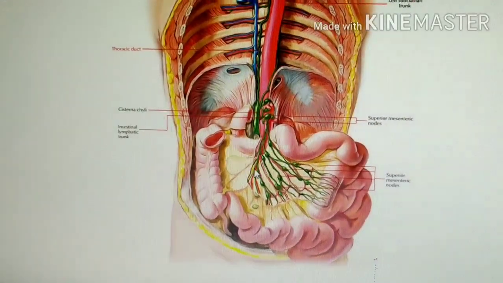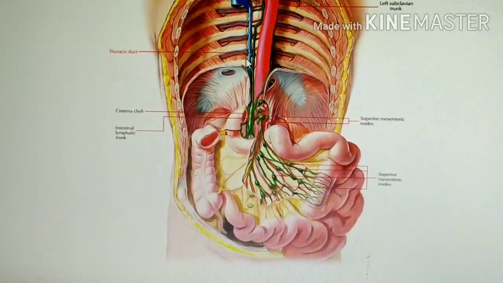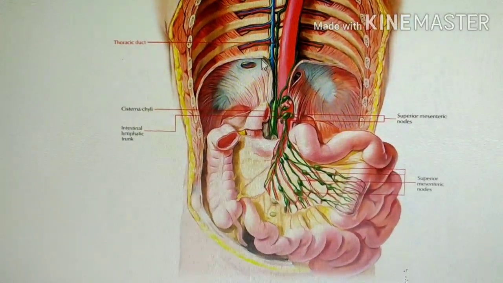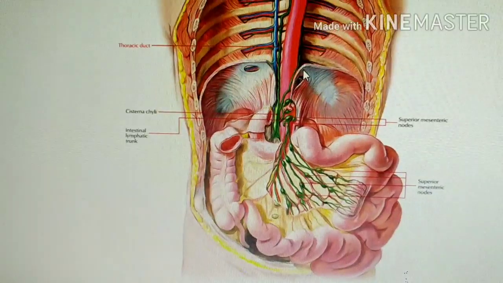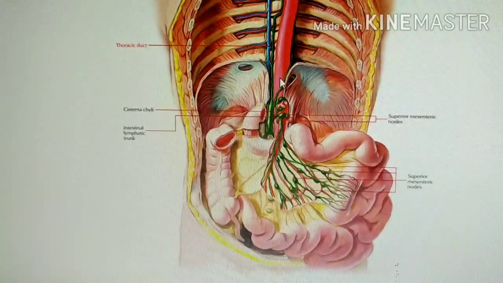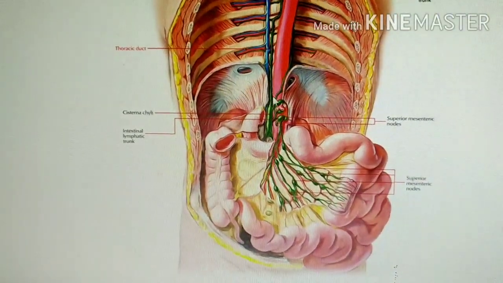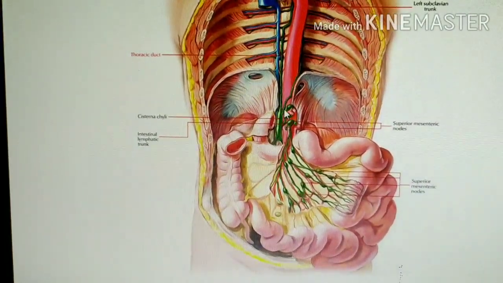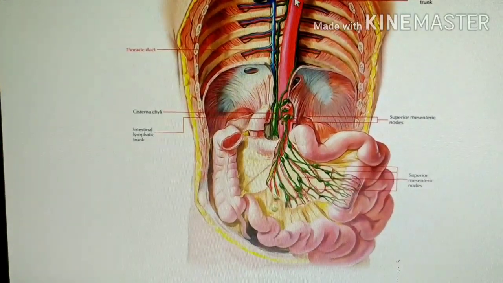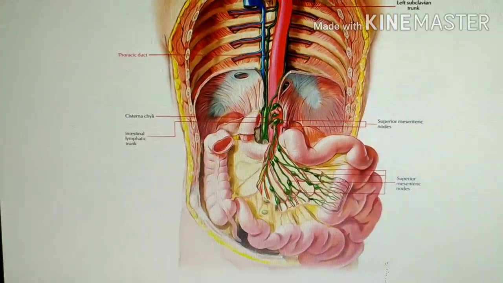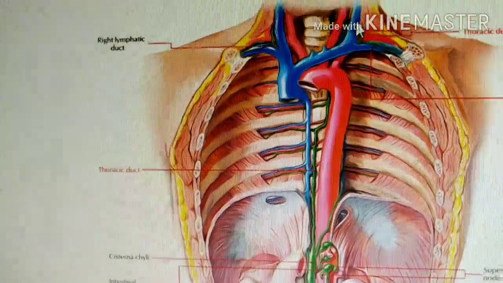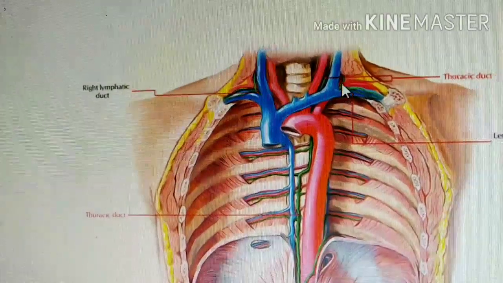This figure also shows the formation of the thoracic duct. This is the thoracic duct, and this is the cisterna chyli, in the abdominal region, because it is below the diaphragm. Through the aortic opening, the thoracic duct enters the thorax and goes upwards to the junction of the left internal jugular vein and left subclavian vein.